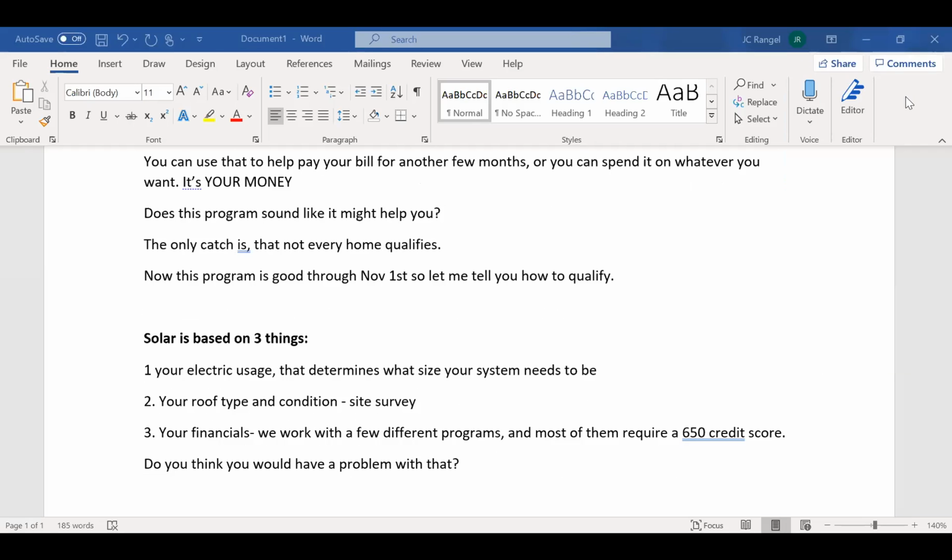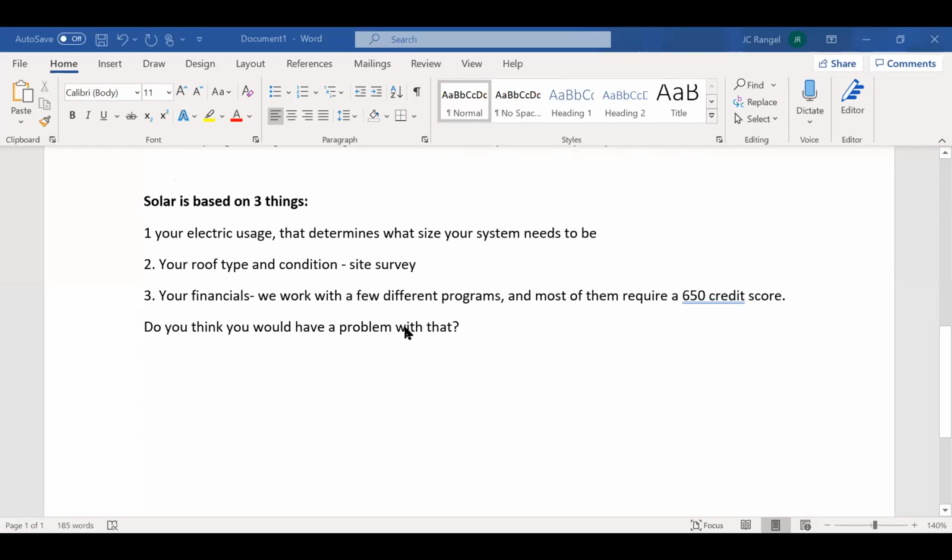So the only catch is that not every home qualifies, okay? This program is good through November 1st, okay? So let me tell you how to qualify. Solar is based on 3 things. Number 1 is your electrical usage. That determines the size of the system that it needs to be, which we talked about earlier. Number 2 is your roof condition and your roof type. That is determined in the site survey. And then finally, your financials. We work with a few different programs and most of them require a 650 FICO score. Do you think that you would have a problem with that?